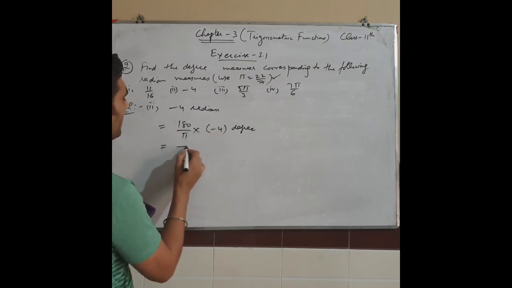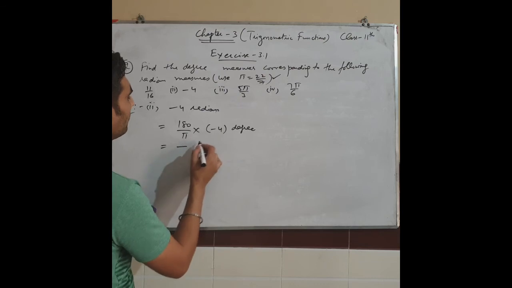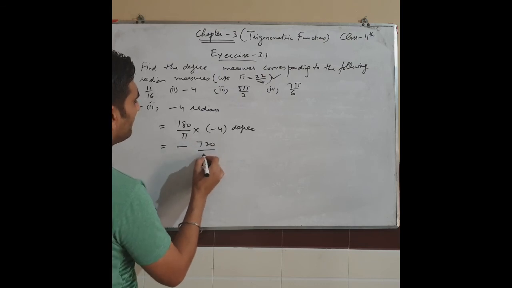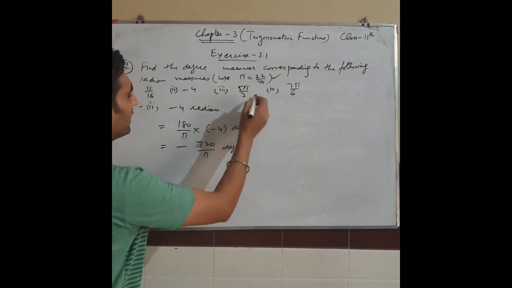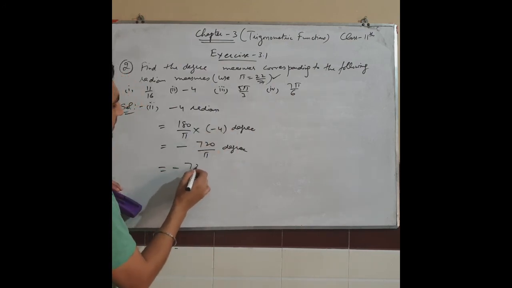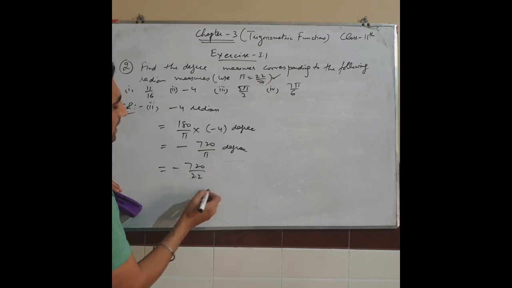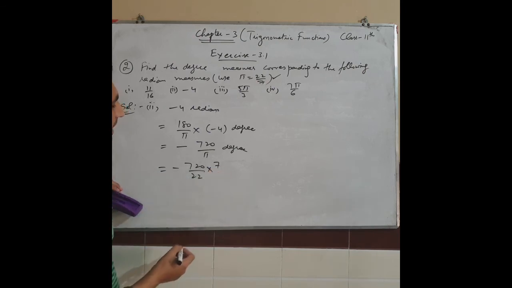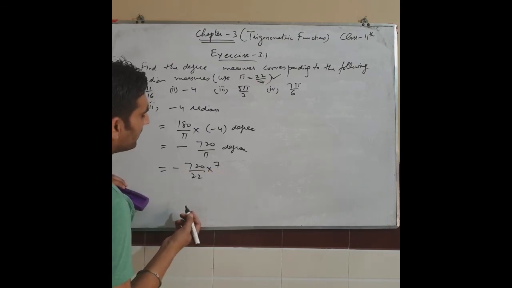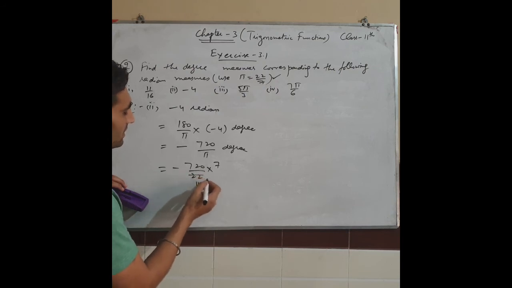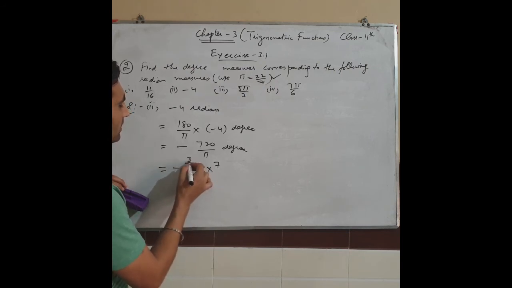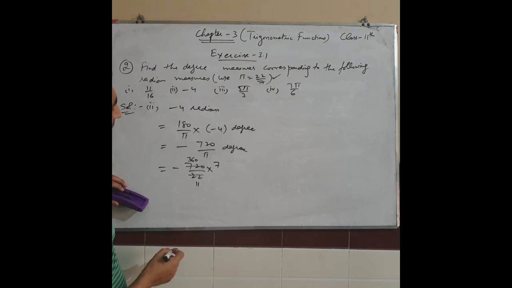Now see what will come: minus, outside, 180 into 4, 720 upon pi. Pi is given clearly as 22 over 7. So minus 720 over 22 over 7 means 7 will go in the numerator. Now if cancellation is possible, you can cancel also. I am trying to cancel it. It will go 2, 2, 11 in 22 and 2, 360. Further cancellation is not possible.